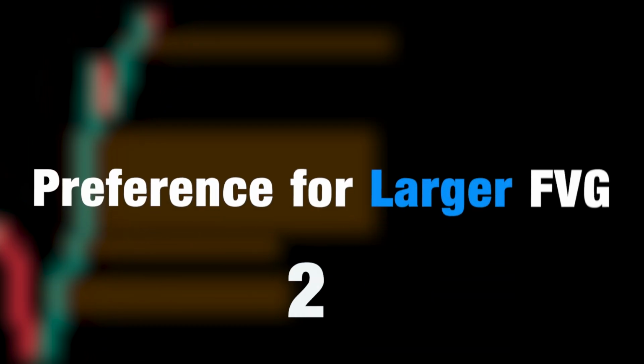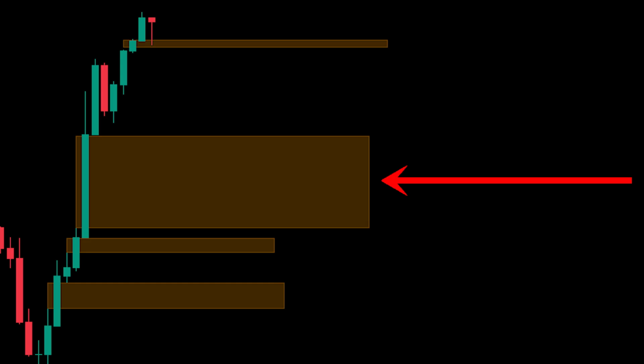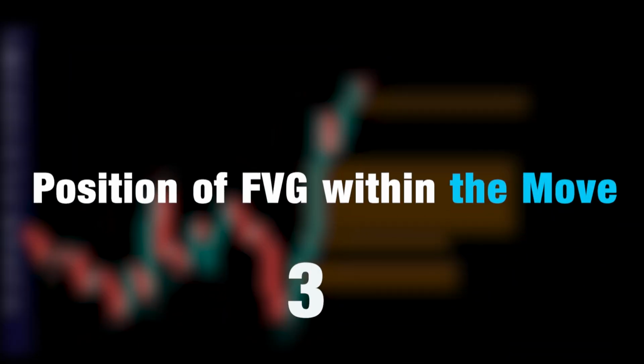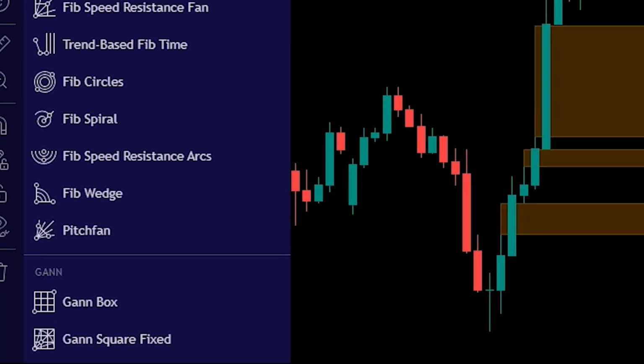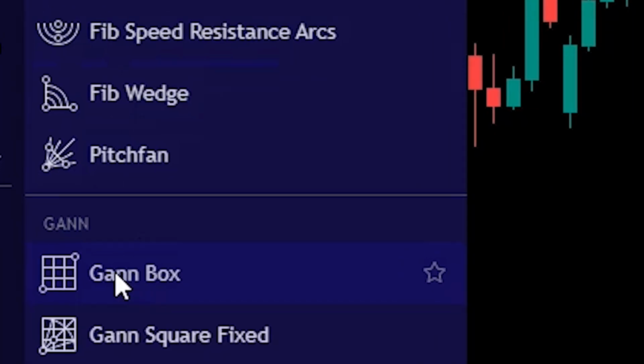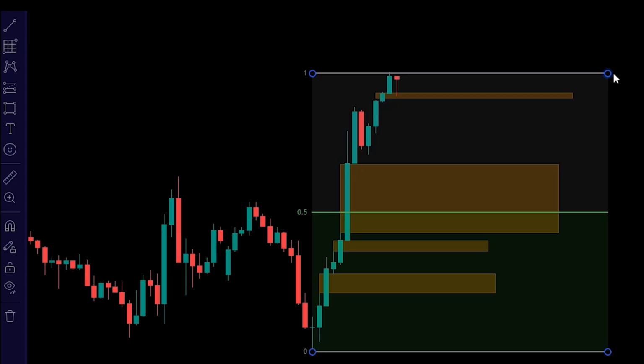2. Preference for larger FVGs. If there are multiple FVGs, larger ones take priority, as they indicate stronger imbalances between buyers and sellers and are more likely to act as strong support or resistance. 3. Position of FVG within the move. Among similar-sized FVGs, those located lower in the move are more likely to be effective. You can use charting tools like the Gann box on TradingView for precision. This way, lower or near-bottom FVGs are prioritized, while higher ones are disregarded.